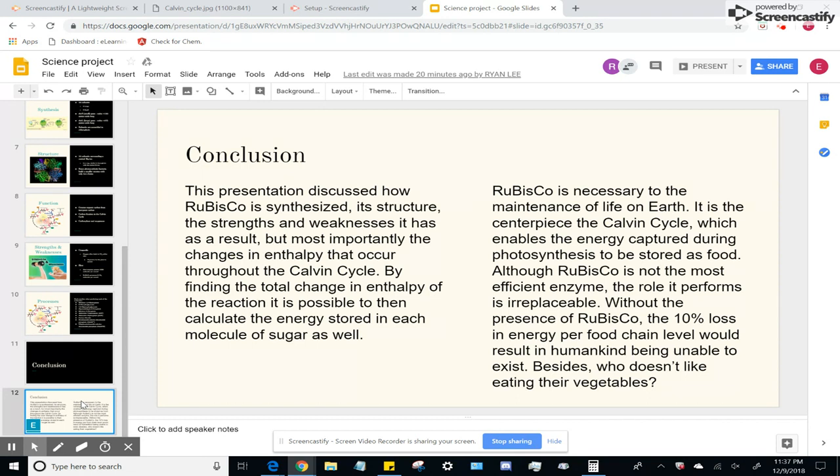RuBisCo is necessary to the maintenance of life on Earth. It is the centerpiece of the Calvin cycle, which enables the energy captured during photosynthesis to be stored as food. Although RuBisCo is not the most efficient enzyme, the role it performs is irreplaceable. Without the presence of RuBisCo, the 10% loss in energy per food chain level would result in humankind being unable to exist. Besides, who doesn't like eating their vegetables?